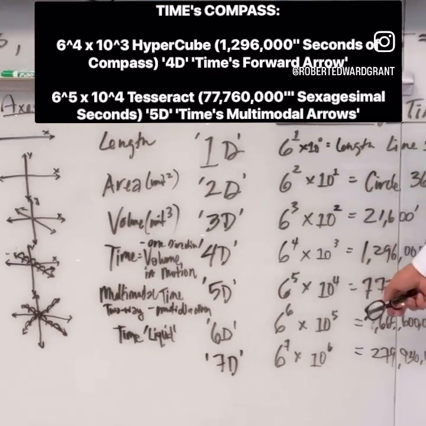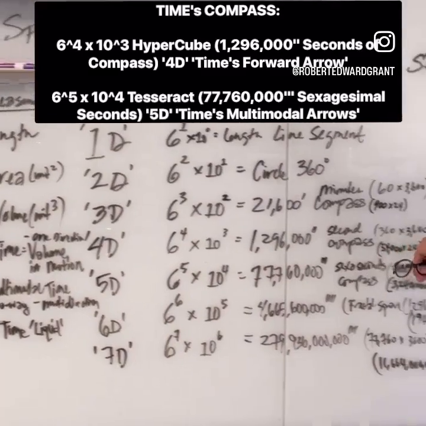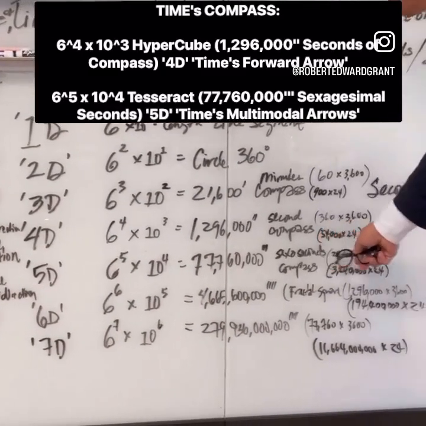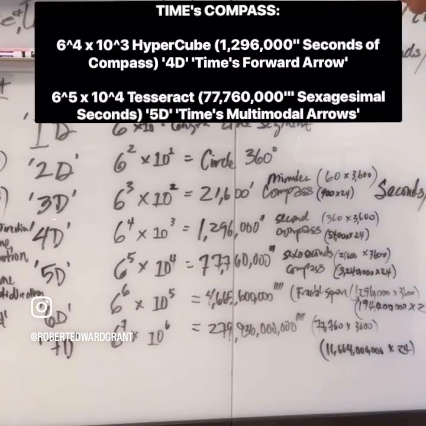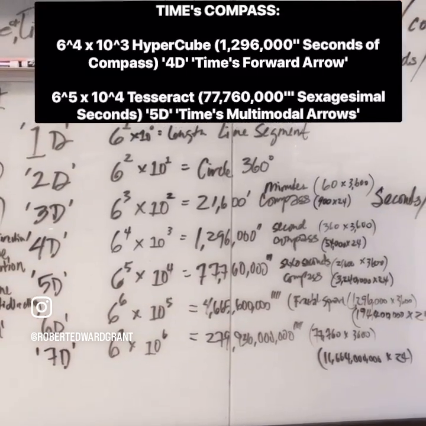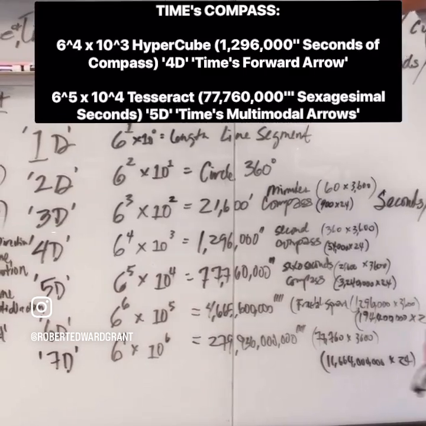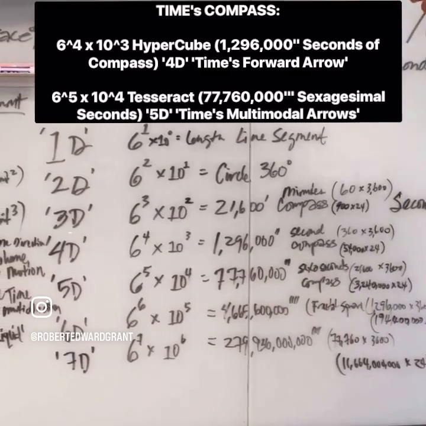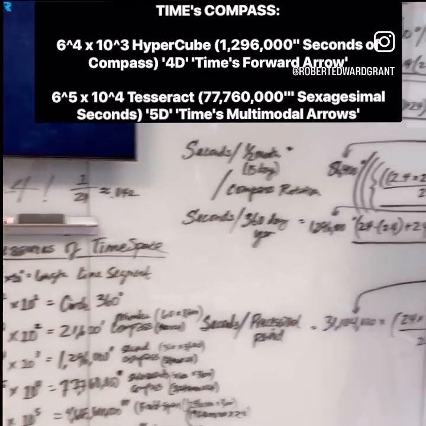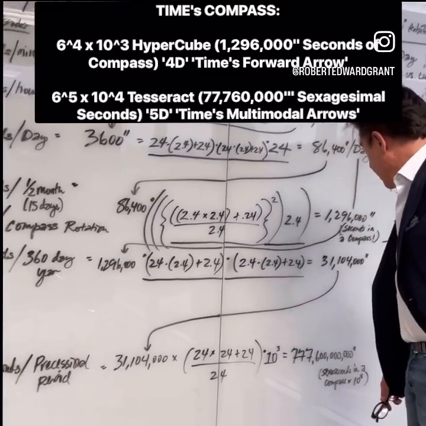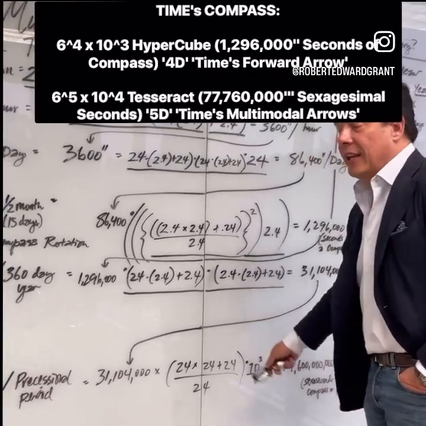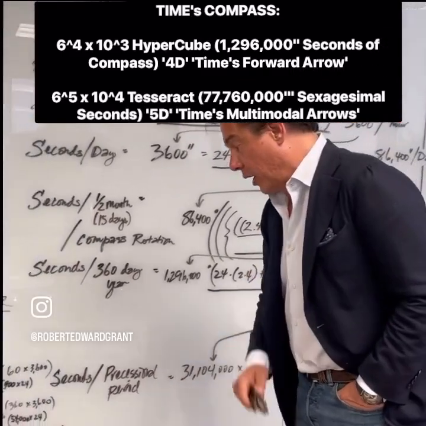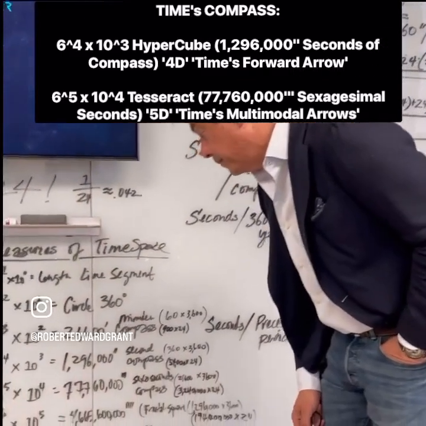And 6 to the fifth power times 10 to the fourth power gives us those sexagesimal sexaseconds in the compass. So if we multiply the 1.296 million seconds of the compass by 60 again, you've got 77,760,000, which is the same number as the number of sexaseconds in the compass times 10 to the fourth power, which is the number of seconds in one precessional period of 24,000 years.